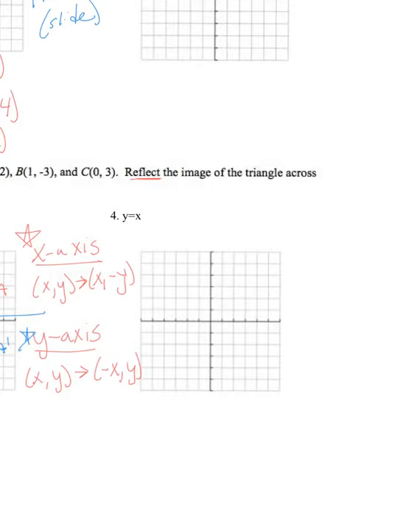The formula for this, if you have y equals x, is (x, y) changes to (y, x). And that's it. So you just flip the coordinates. So if I had 4, 2, I'm going to have 2, 4 for A. All right, try this one on your own.